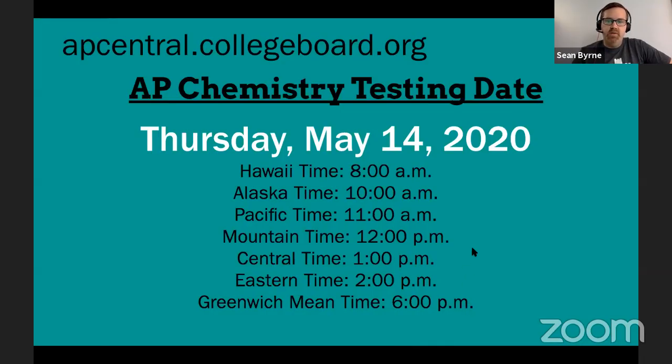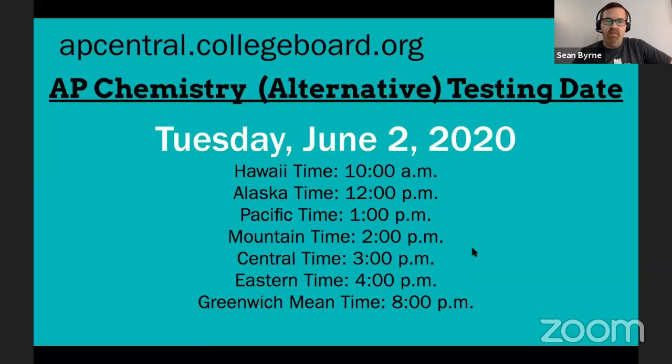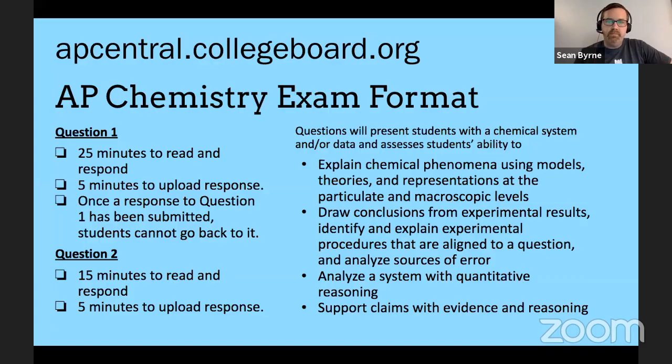If for some reason you have a conflict with that first date, you would want to talk to your teacher or whoever your AP coordinator is at your school about using the alternate date. There's only one alternate date for AP Chemistry, and that would be on Tuesday, June 2nd. One piece of information that we did not specifically talk about yesterday was the format of the exam. And again, all of this is on apcentral.collegeboard.org.